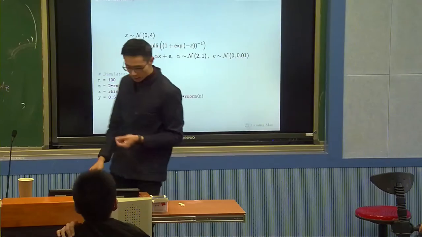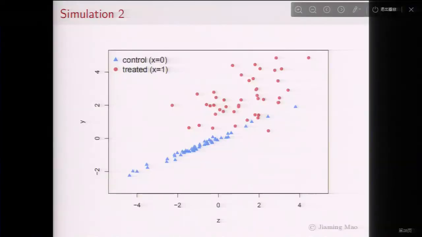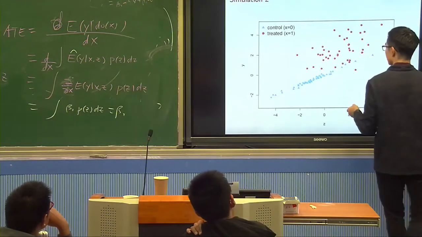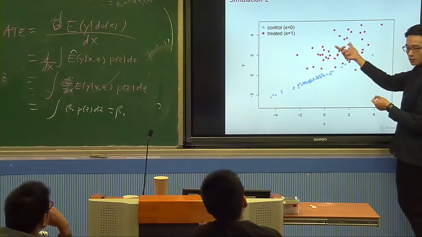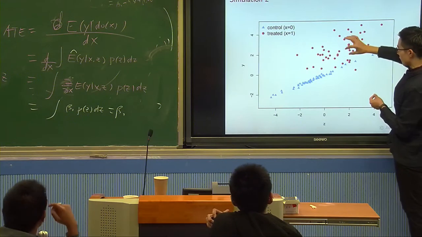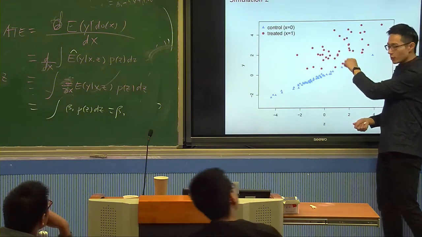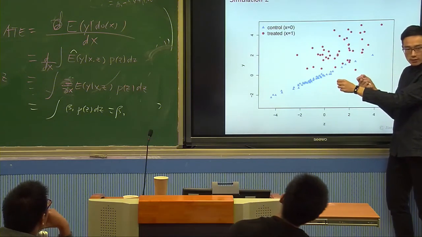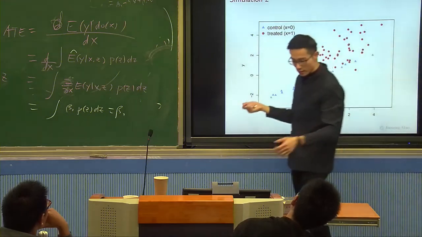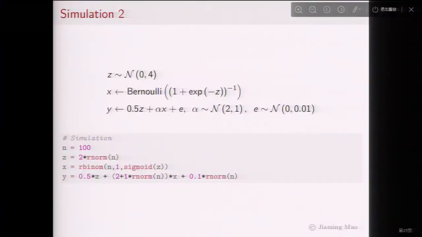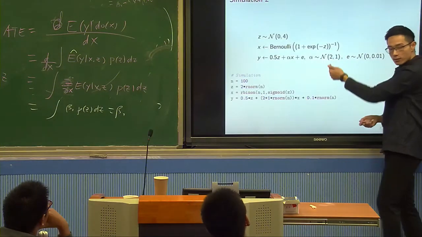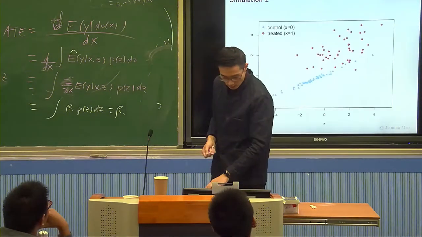So this is what the data looks like. This is the control group, this is the treatment group, but every treatment point actually has a different treatment effect. But you can still talk about the average treatment effect. And the average treatment effect is still 2. It is still 2 because this alpha is centered around 2. So what do you do in this case?